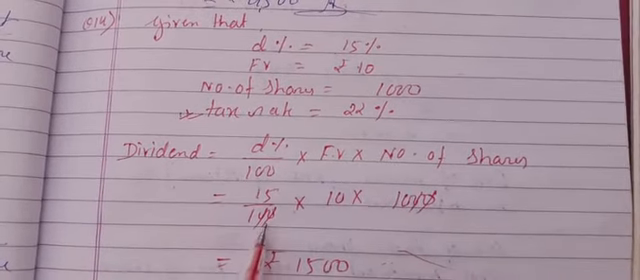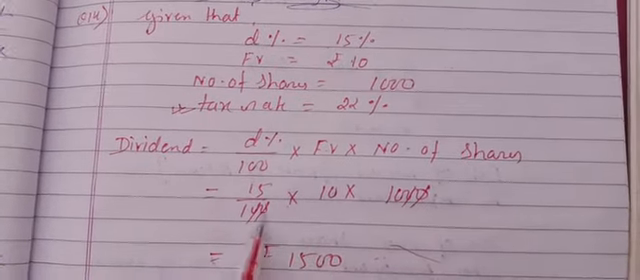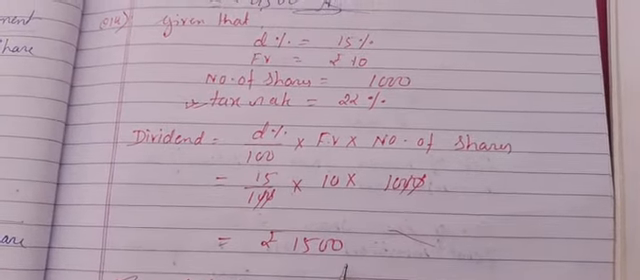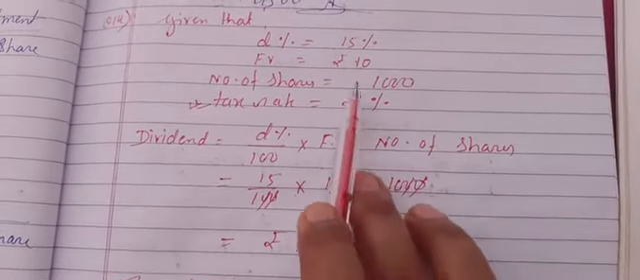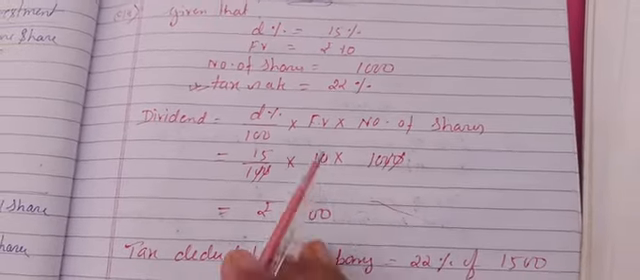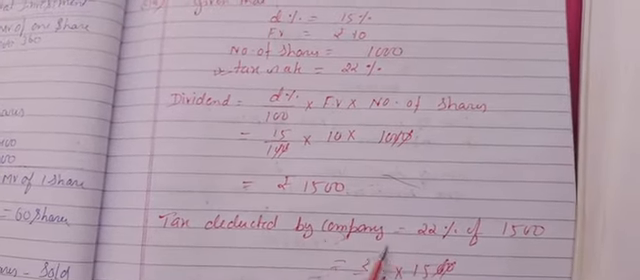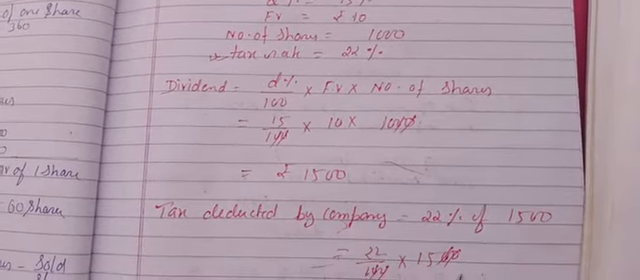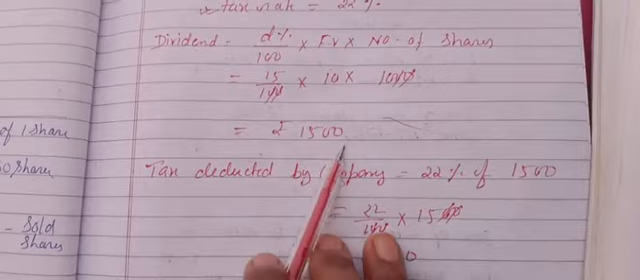This was 15, so we have written 15 by 100. Face value is rupees 10, and number of shares was 1000. When we calculated it, the zeros cancelled, and here is 1500. It means the company will give 1500 rupees as dividend to that person for 1000 shares whose face value was rupees 10, but the company is going to deduct tax, and the tax is 22%. 22% of what? Of this amount. So tax deducted by the company is 22% of 1500, that is 22 by 100 into 1500, so it is rupees 330. It means the company will deduct 330 rupees out of 1500.